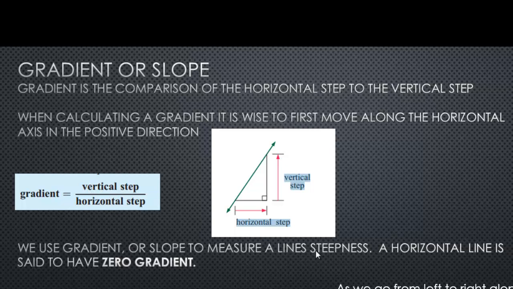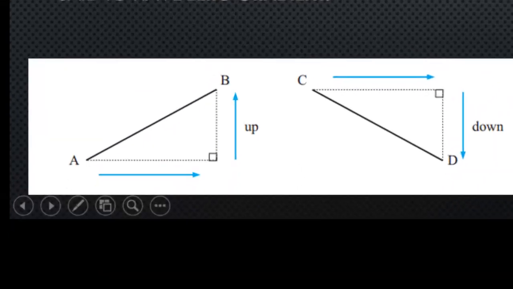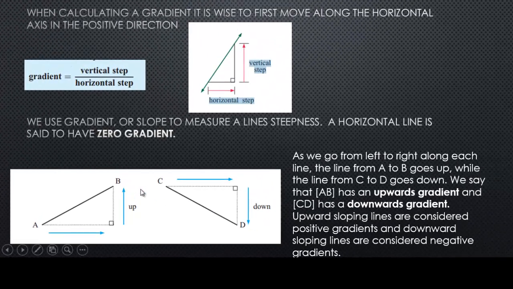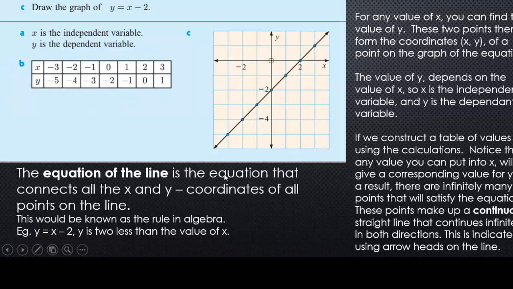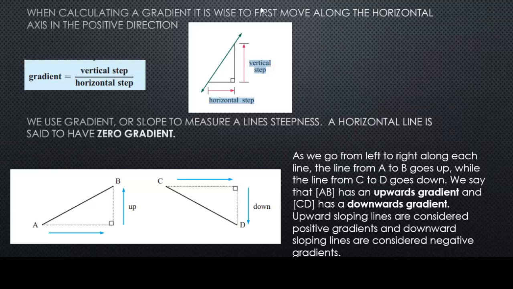And the horizontal line, so that's a straight horizontal line, is considered to have a 0 gradient. So as we go from left to right along each line, the line from A to B here goes up, well, up this way, and as we go this way, the line goes down. And so we say that AB has an upwards gradient and that CD has a downward gradient. Upward sloping lines are considered positive and downward sloping lines are considered negative. So if we went back to this one, as from left to right and up, we would say that this line is a positive gradient.